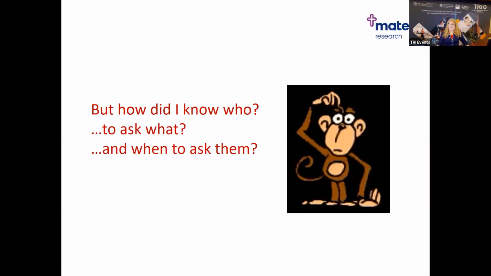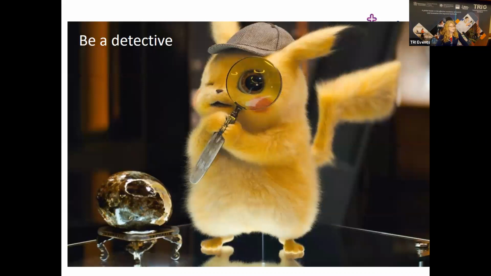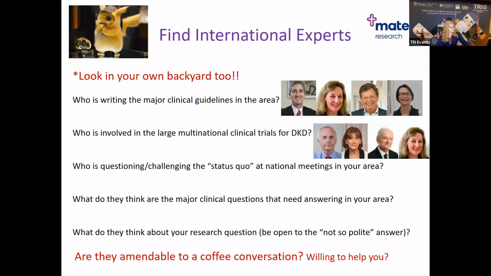So how did I know who to talk to, what to ask, and when to ask them? One of the first things, and Sandro pointed this out, is to be a detective. You have to be a Google stalker. So you need to find out who is around the place and what they are doing. That is critically important. So Google stalker, first point. One of the first things I'd encourage you to do is look for international experts, and you would be surprised at how many of these people are actually in your backyard.